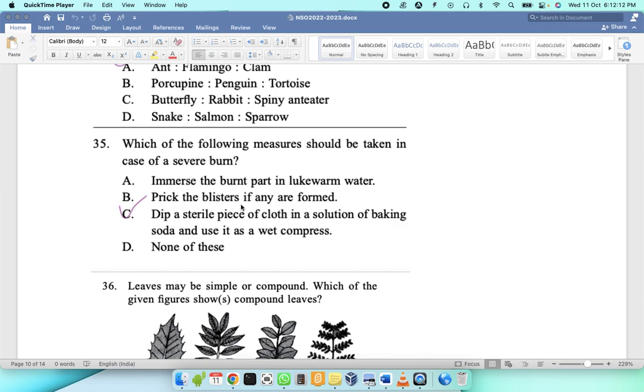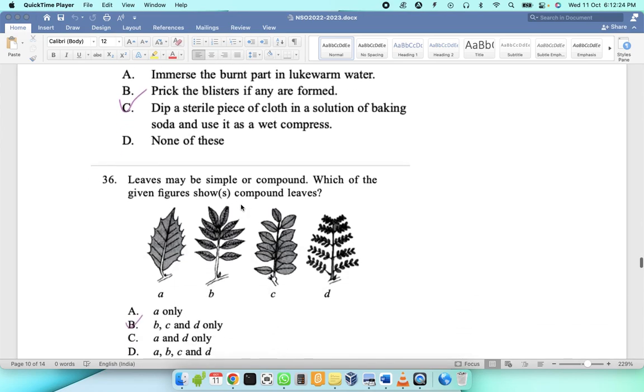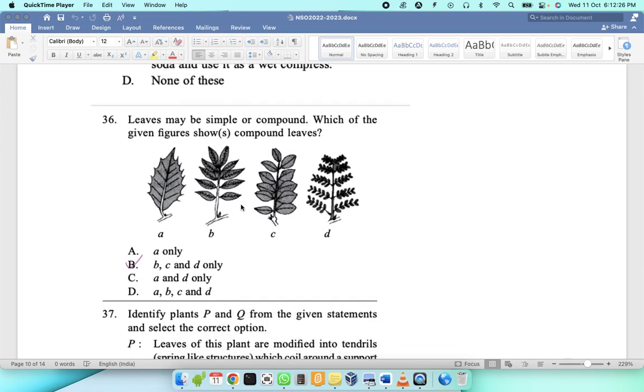So in the 35th question, in case of a severe burn, we have to dip a clean piece of cloth in a solution of baking soda and use it as a wet compress. Compound leaves are when one leaf is divided into two or more leaflets. So here B, C and D are the compound leaves.